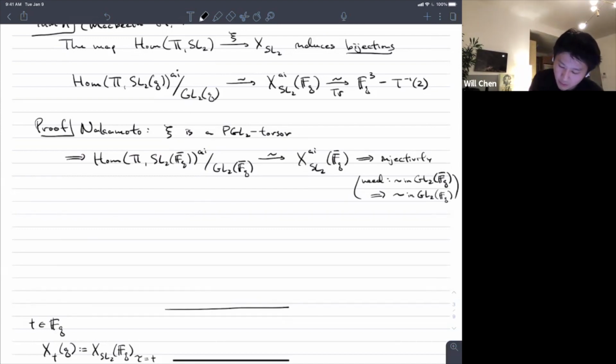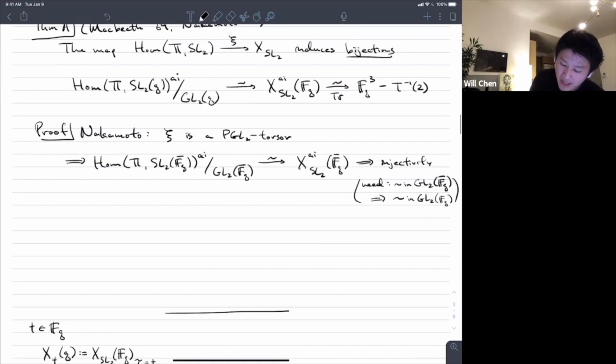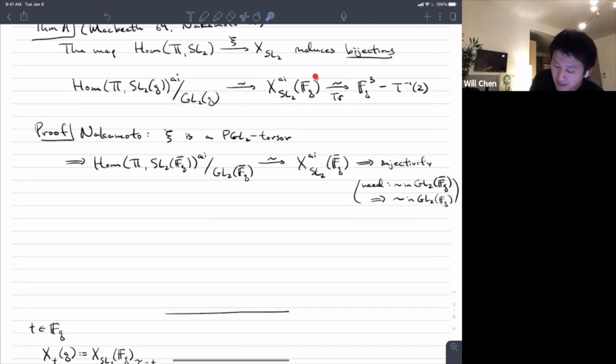Okay. So with that in hand, the statement that it's a PGL2 torsor implies injectivity. For surjectivity, the question is: is it true that every F_q point of the character variety actually comes from an F_q point of the representation variety that maps to it? Because this quotient map is a torsor, that's the same as saying that the torsor, when you restrict it to F_q, is trivial.